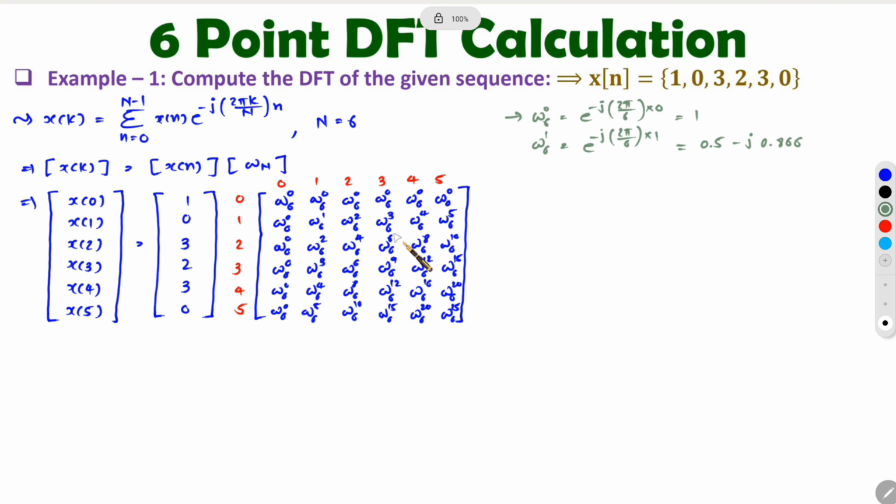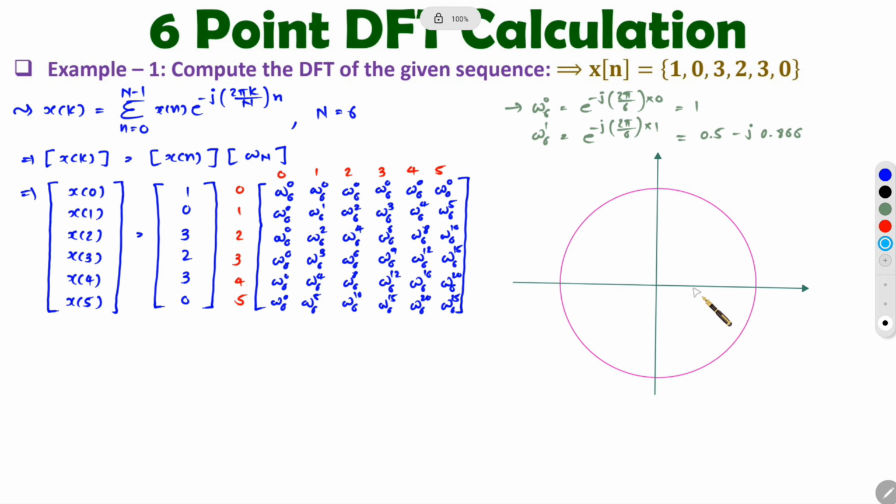And here you can observe we have W6 to the power 0, W6 to the power 1, W6 to the power 2. So there are many weightage factors, right? And for that, this calculation is a bit lengthy. So here I will explain a simple way to identify this weightage. For that, first of all, you need to plot a circle.